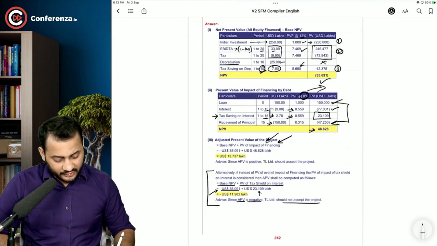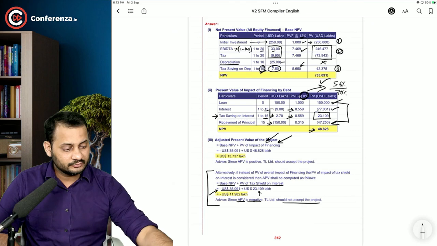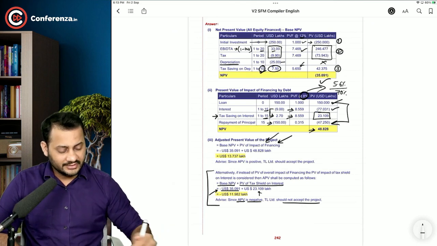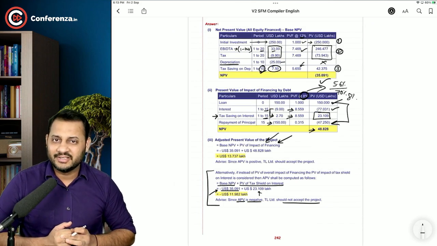How did you calculate 8%? It's 5.6% divided by 70%, before tax. That's 8%. And the factors are given to you in the question. I hope this question was pretty easy for you.